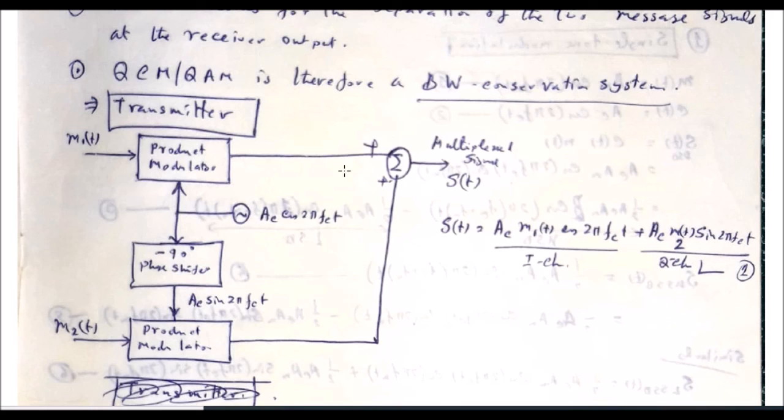Okay, so it is the in-channel signal, it is the quadrature channel signal, and both of them are now just summed up and transmitted through a single channel. So the transmitted signal will be this one. This one is the first user signal modulated by the cosinusoidal carrier, and the second user signal is modulated by the sinusoidal carrier, having the same frequency but quadrature in nature.